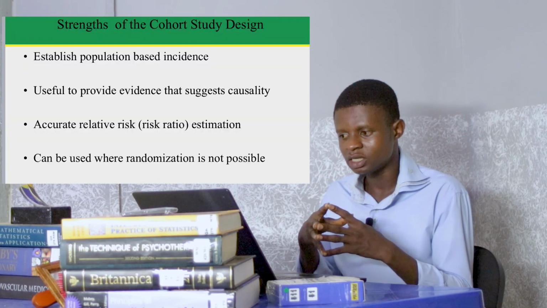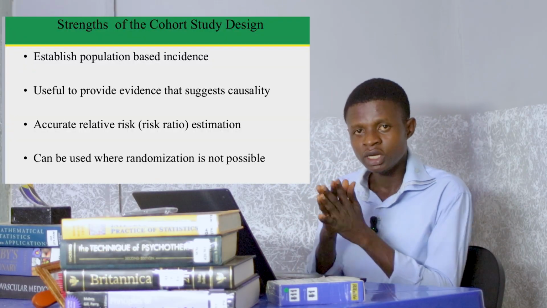And then it can also be used where randomization is not possible. So the difference between case control and randomization is that in randomization, which is an experimental study, we put the participants on an intervention, and then in case control there is no intervention.